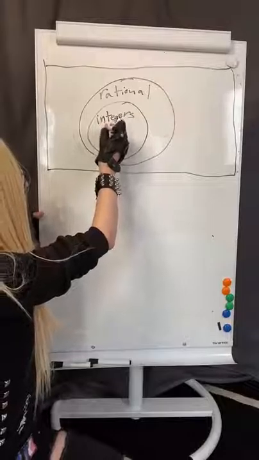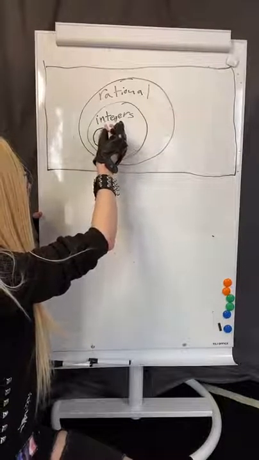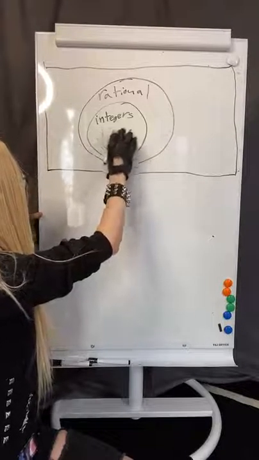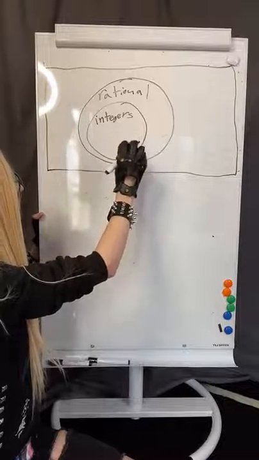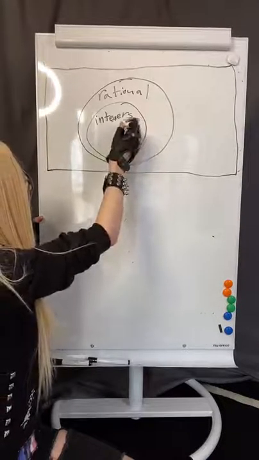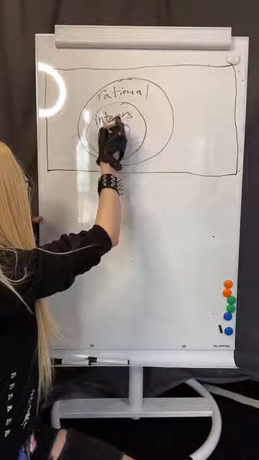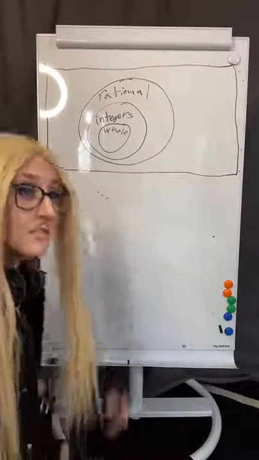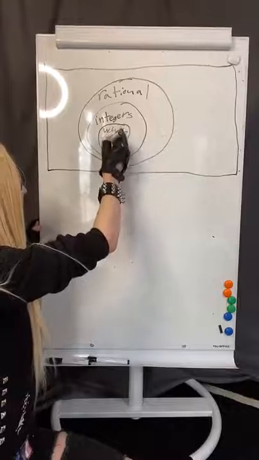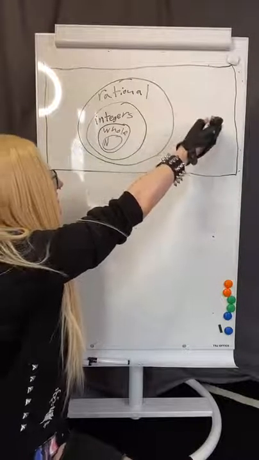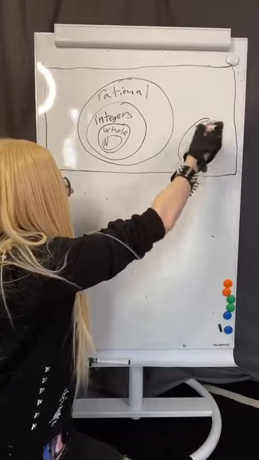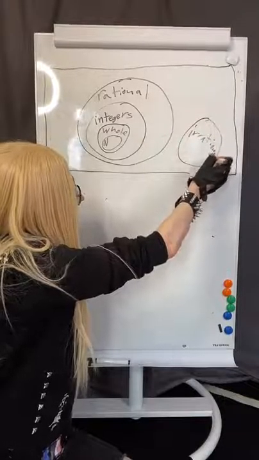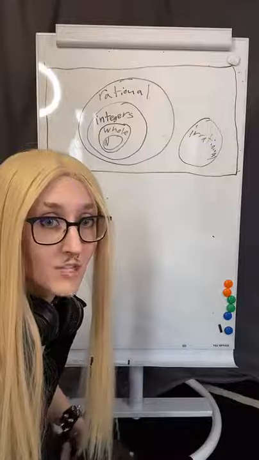All right, and then inside integers, I can have, wait, let me think for a moment. Inside my integers, I have my whole numbers. Right? And inside my whole numbers, I have my natural numbers. I ran out of room, so I'm just going to write an N for natural. But outside of my rational numbers, I have my irrational numbers, which is the really important part here. My irrational numbers don't overlap with my rational numbers ever.